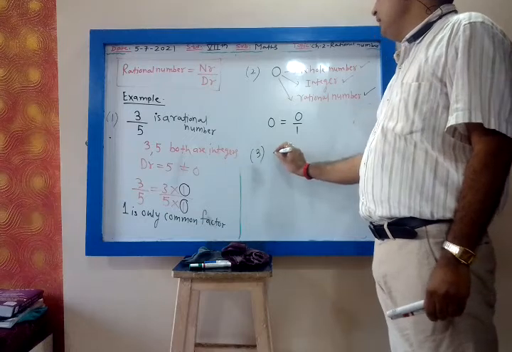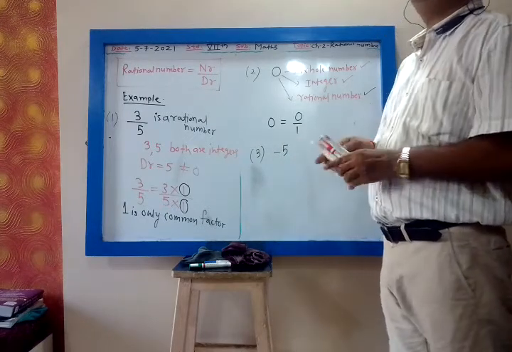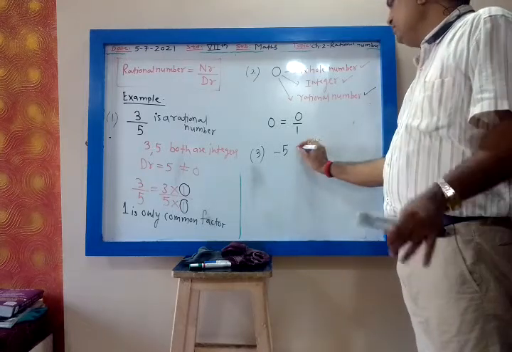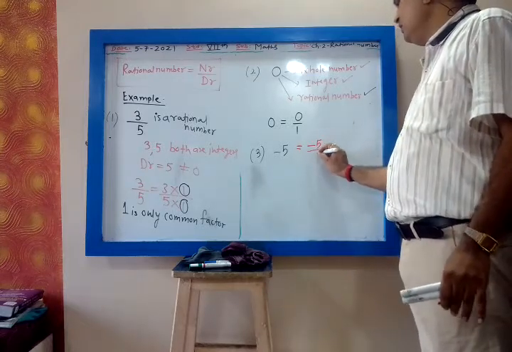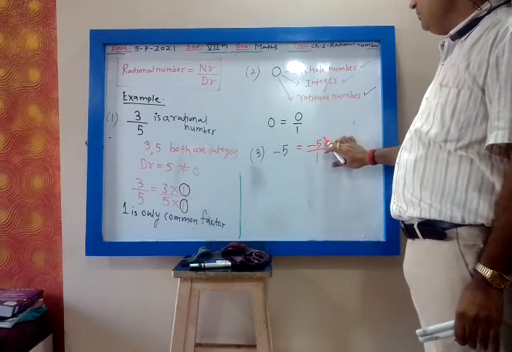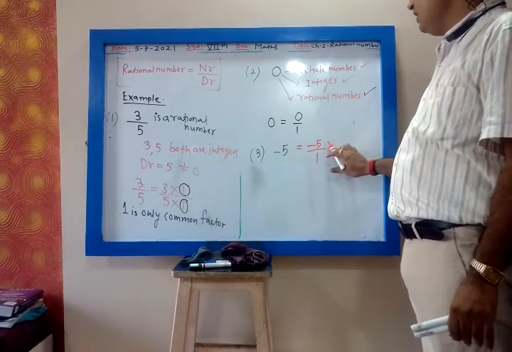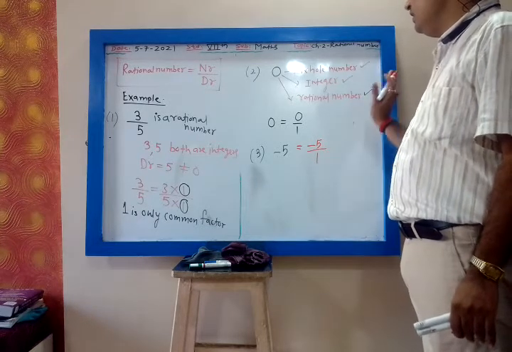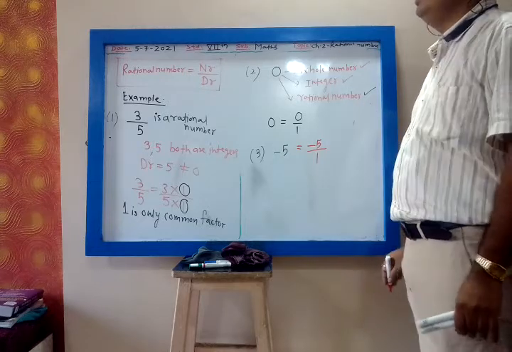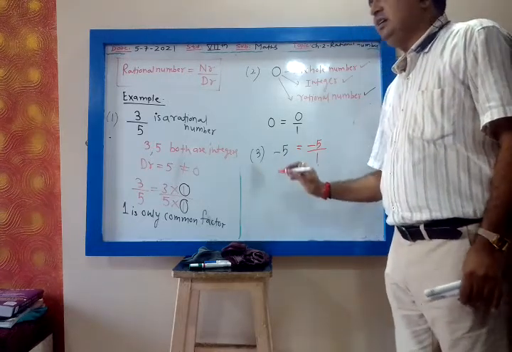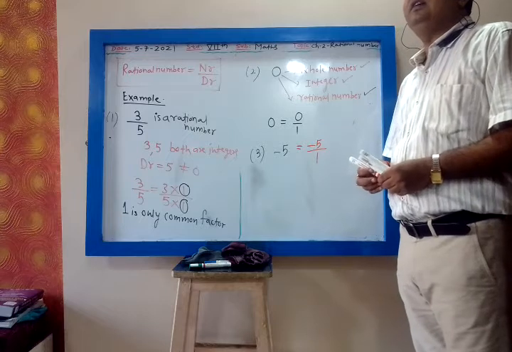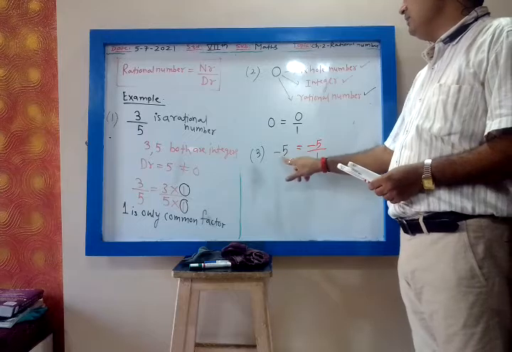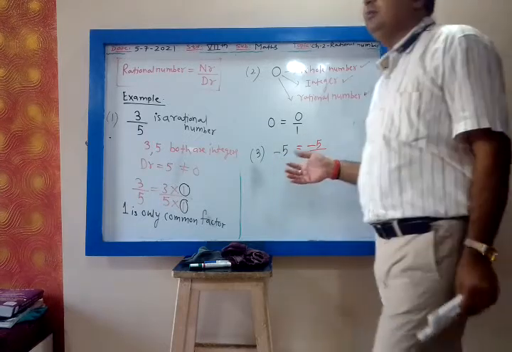Now next question is, what about minus 5? Whether minus 5 is a rational number? Yes, because minus 5 I can write minus 5 upon 1. Minus 5 is an integer, 1 is an integer, and denominator 1 is non-zero, and the only common factor between minus 5 and 1 is 1. So minus 5 is also a rational number. Whenever you have only an integer, you just take the denominator as 1. Minus 5 is a negative integer, but it is also a rational number, because the denominator I can take as 1.